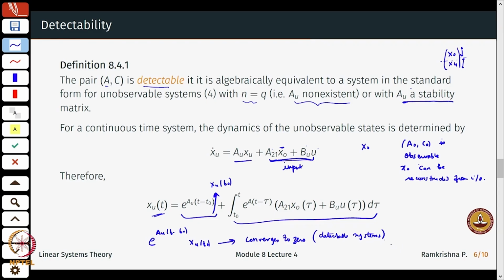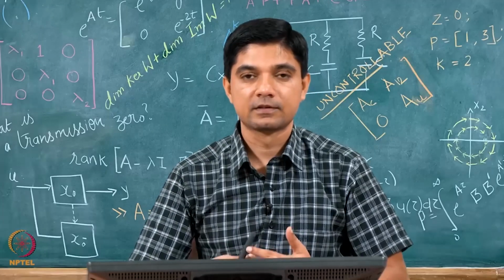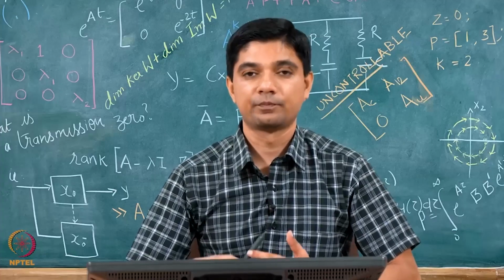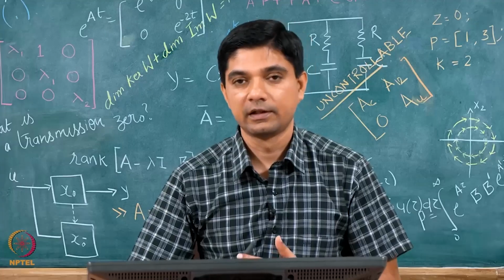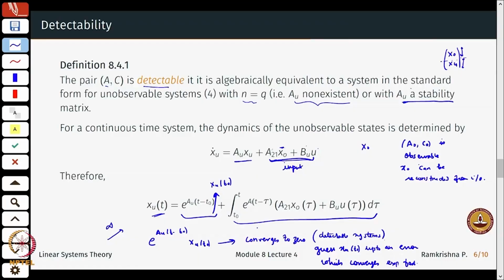And therefore, one can guess x_U(t naught) up to an error which converges exponentially fast. Now, if I look at the opposite case where A_U is not a stability matrix, this term will blow up to infinity, and therefore there is some kind of instability within the system, which is undesirable. So, the conclusion here is that if the system is not completely observable, there is some hope of doing some design with the system if and only if the unobservable part is stable, and this is a little illustration for that.